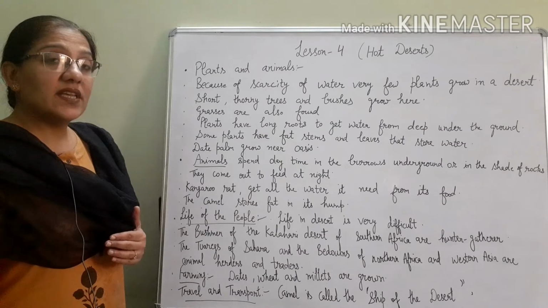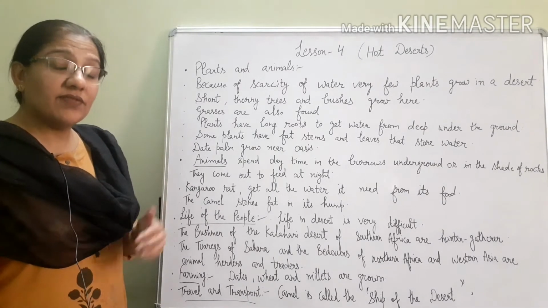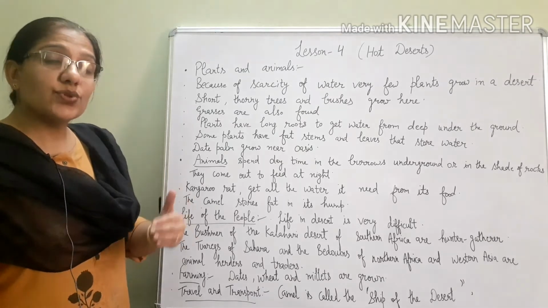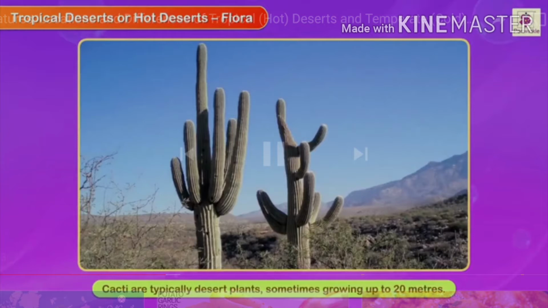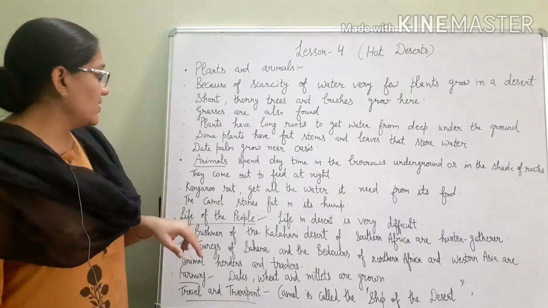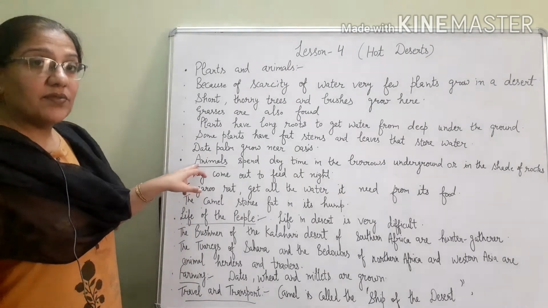Some plants have very fat stems and leaves to store water, and some plants like cactus have leaves that have become like thorns so that they may not lose water. And some plants grow near oases, like the date palm grows near an oasis. And which animals are found in the desert?